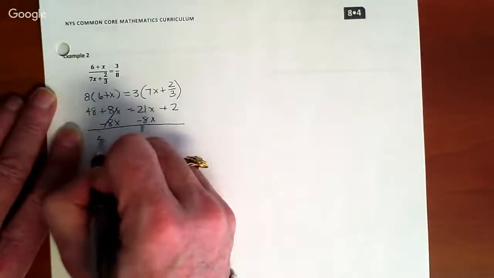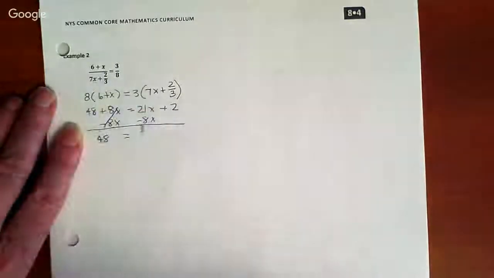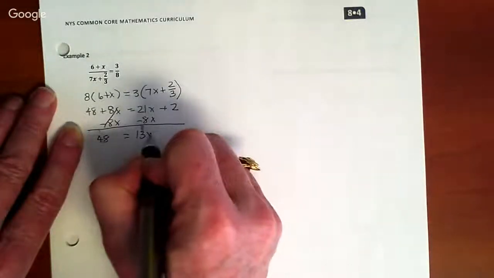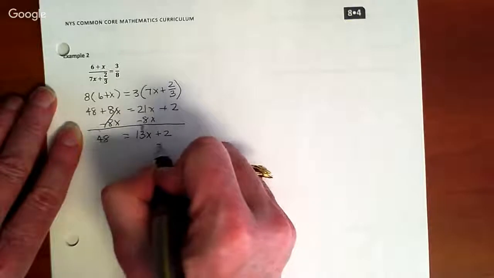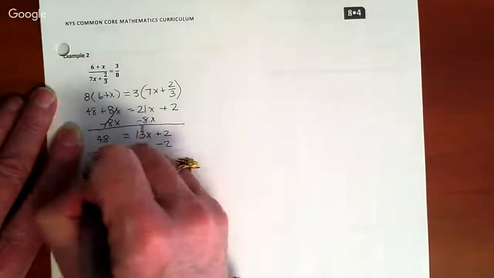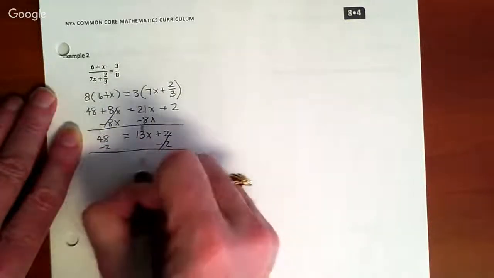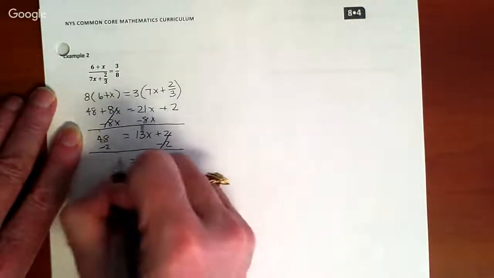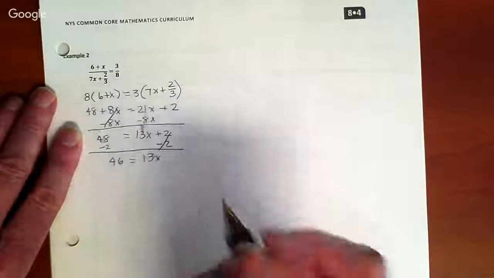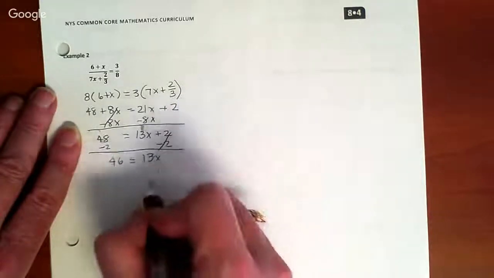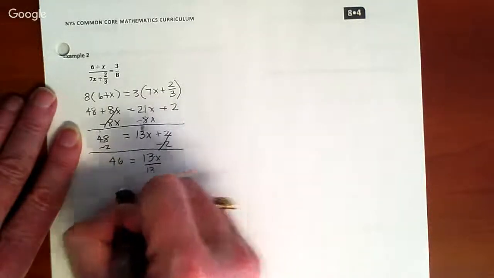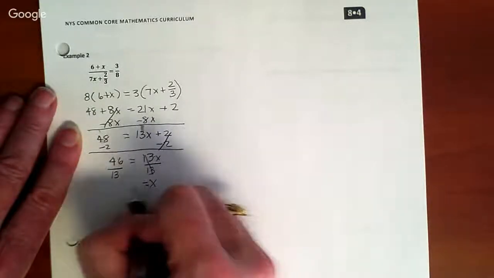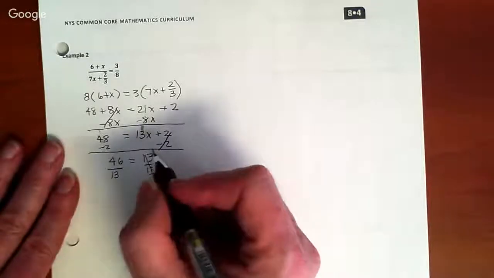And I have 48 equals 13x plus 2. Subtract 2 from both sides. I have 13x equals 46. And I have x equals 46 over 13.